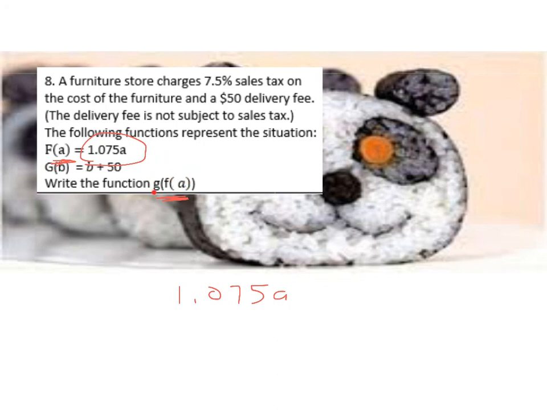Now we need to go to the outermost layer. And what is G of B? Well, since we're using B now, this is going to replace whatever we had for F of A. So it's this 1.075A, plus we also have to add what else is being done to it. So this is where F of A is going to get replaced, and here's just the other part. So it becomes plus 50. So G of F of A equals 1.075A plus 50. It's really like all you're doing is combining parts of a function, and it's not so bad. Looks scary, really not so bad.